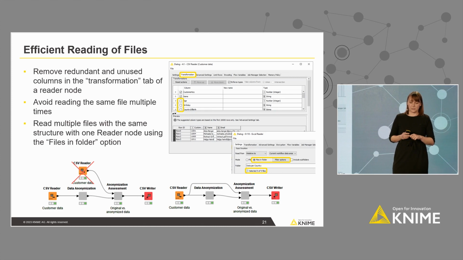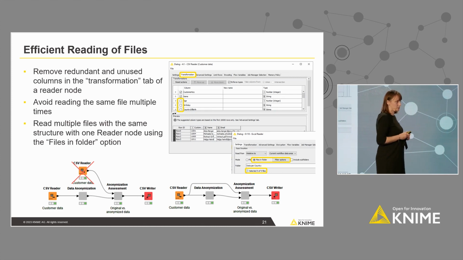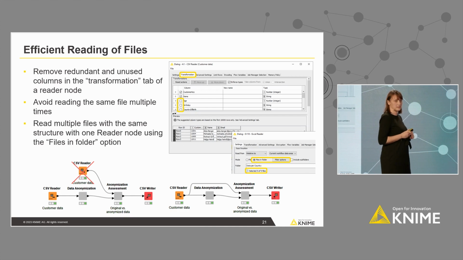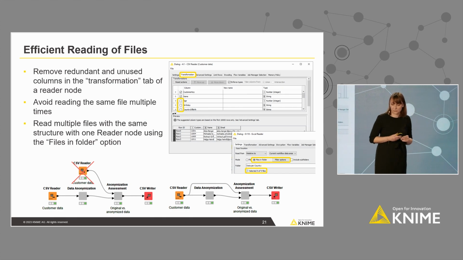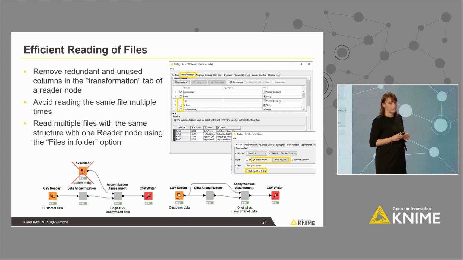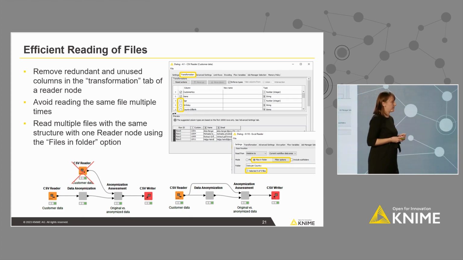Also, a last tip, if you are reading several files that have the same structure, maybe you have some report data that is created every day, and you now have 5 different days that you want to read in, and you are using the CSV reader 5 times. This is something that you can avoid if you use the files in folders functionality from the reader node. There you can also have different filter options that allow you to filter for certain dates, for example, according to certain rules.